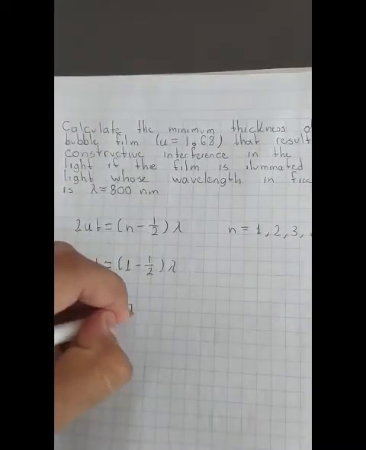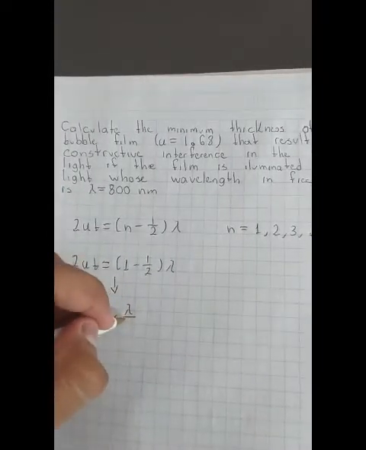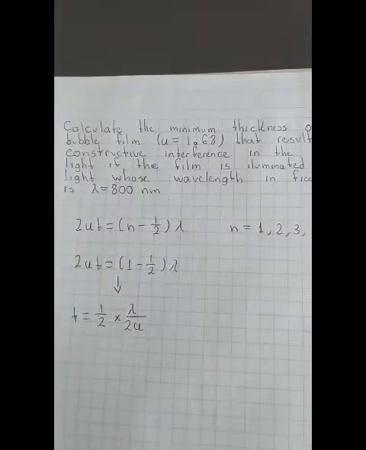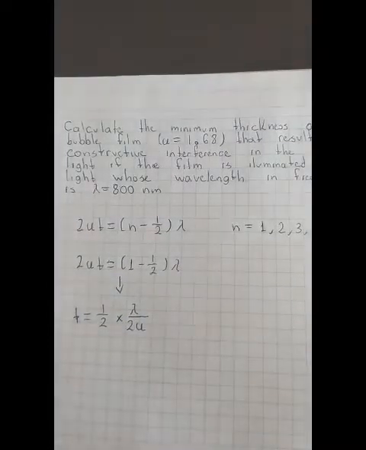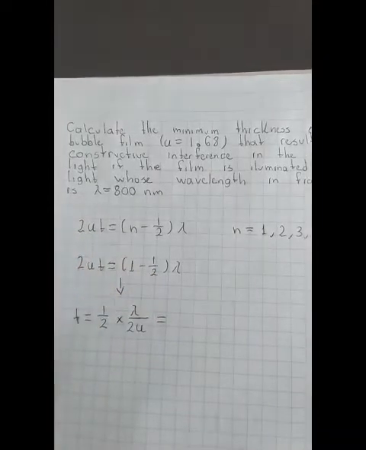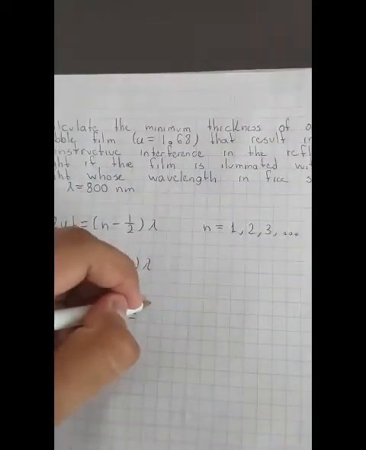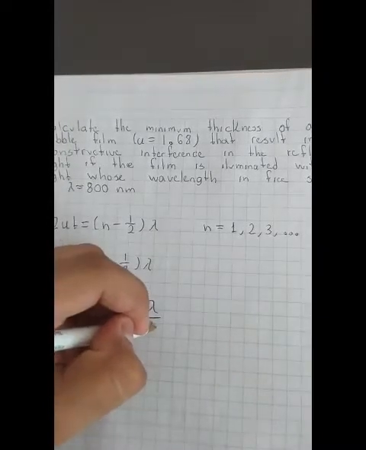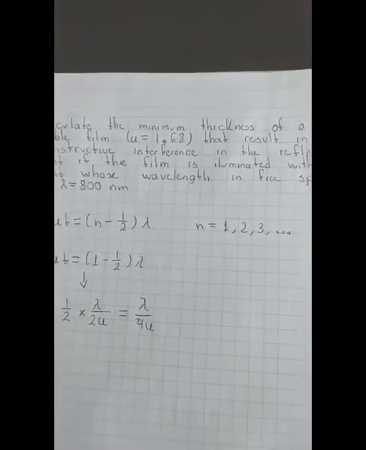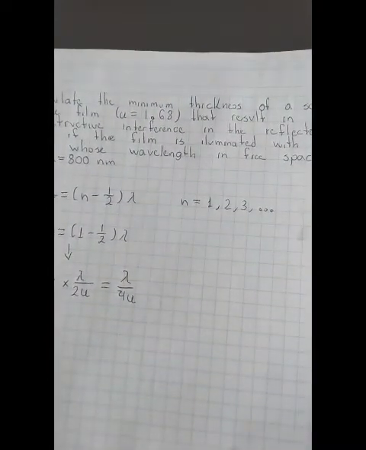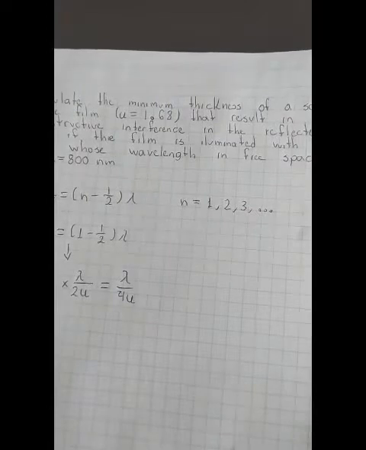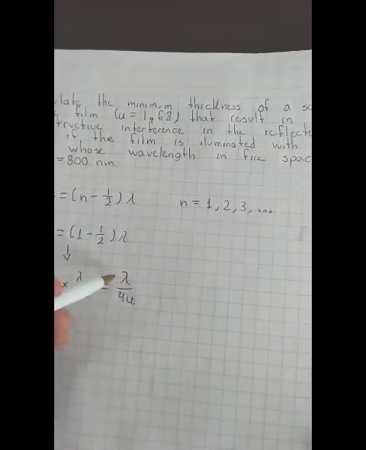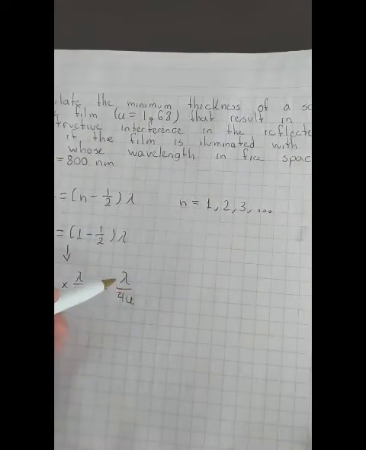multiplied by lambda to mu, and that will be equal to lambda for mu. And now we replace the values that we have in here and we put them in this part of the formula.